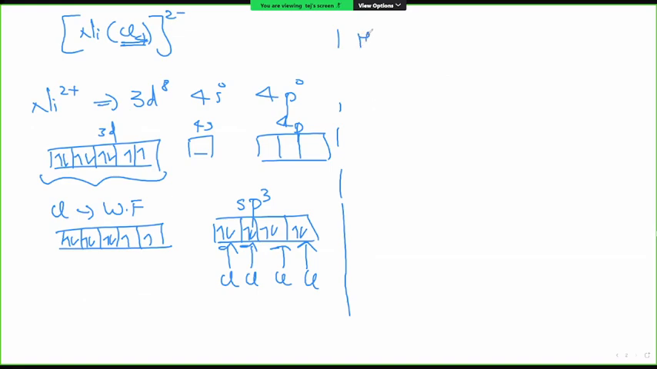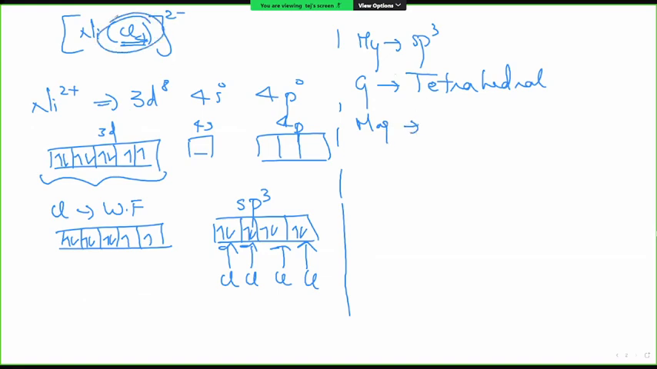So I will write the hybridization based on the combo. sp3 is the combination, done. Based on this, you'll also write the geometry. Geometry for sp3 is tetrahedral. Okay. Next is magnetic property. Magnetic property is obviously based on the weak field ligand, so it will be paramagnetic. Then whatever the reason is supposed to be written, finish that off.